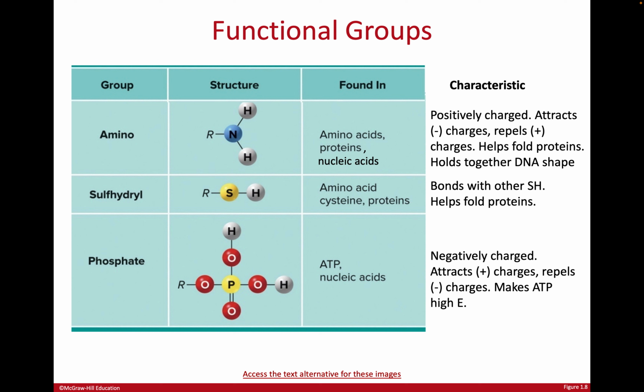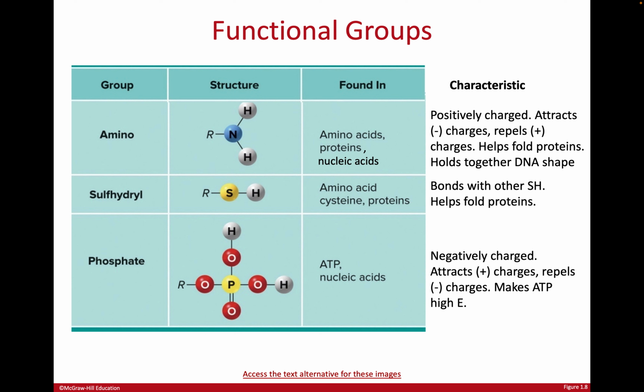Sulfhydryl groups are a sulfur attached to a hydrogen. That name makes sense. They are specifically in a certain amino acid called cysteine, and this amino acid makes up proteins, so you see it in proteins. This sulfhydryl can bond with other sulfhydryls and helps fold proteins. So you see this as a theme. All these kind of groups can help fold proteins into specific shapes.